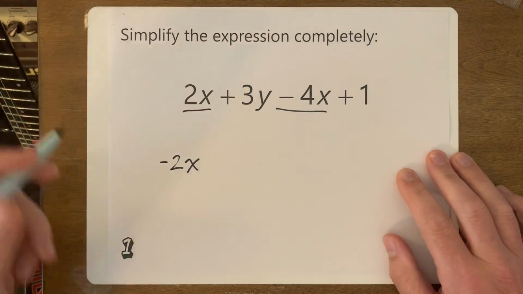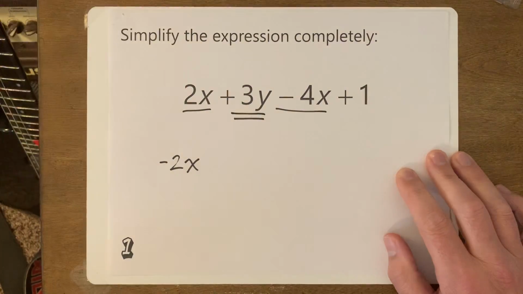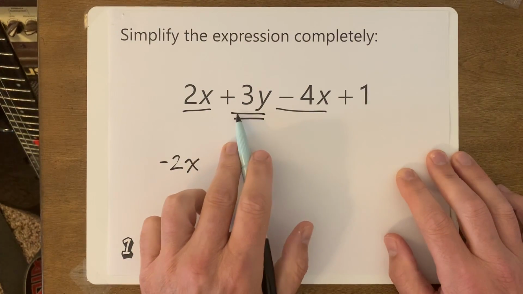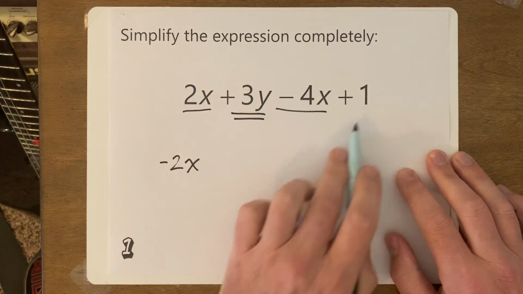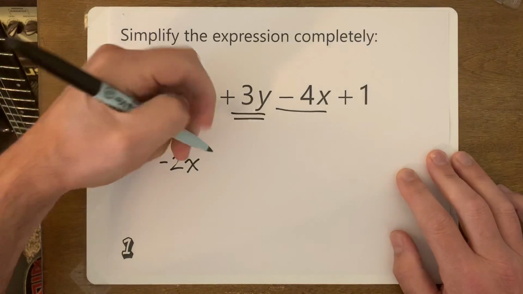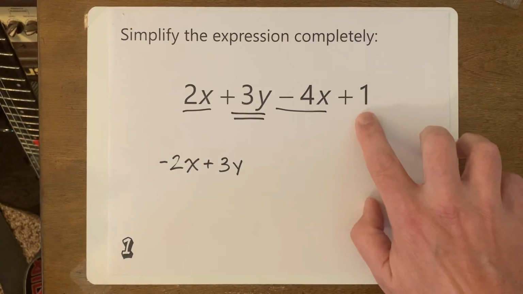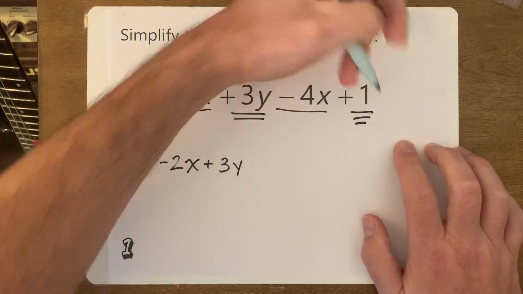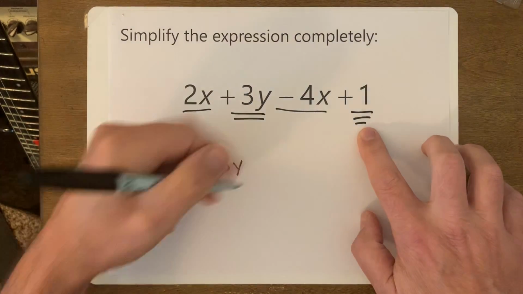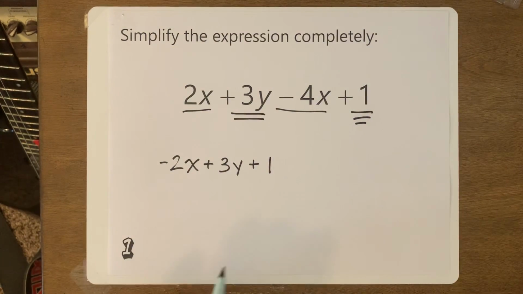Then I start looking at my other variables. I do have a 3y sitting right there, and again, I put a line underneath that. So I'm only looking at this one. That's the only term I have in this whole thing that has a y with it, so I'm just going to put down plus 3y here. Then if I look at the constant, there's only one constant in the whole thing, and it's plus 1. And so here's my final answer.